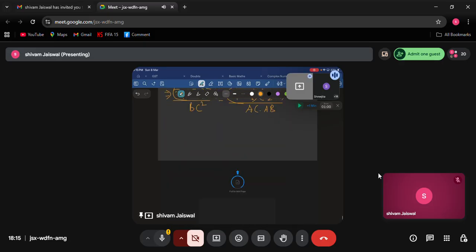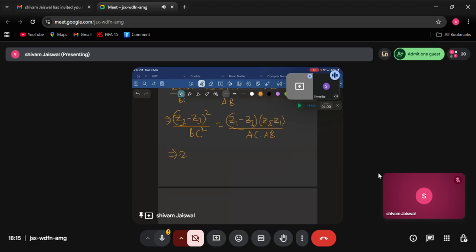So this will give us Z2 minus Z3 whole square is equal to Z1 minus Z3 into Z2 minus Z1 into BC square upon AB square. Tell me, did you understand up to this much? Now I need to find out the relationship between BC and AB.